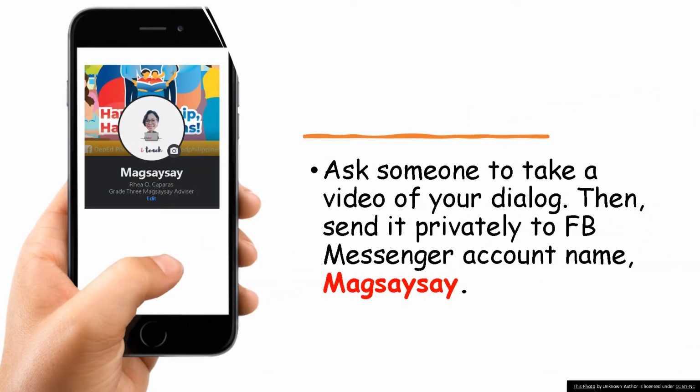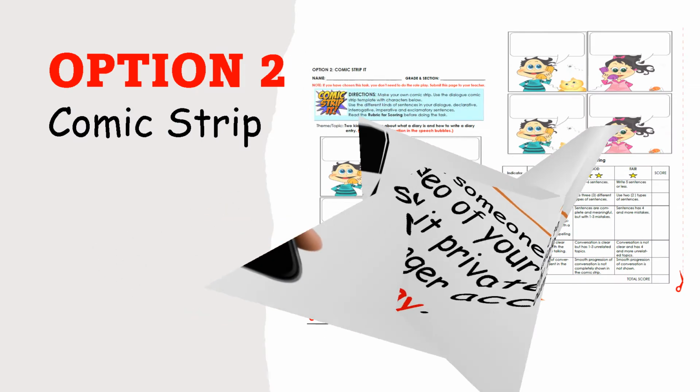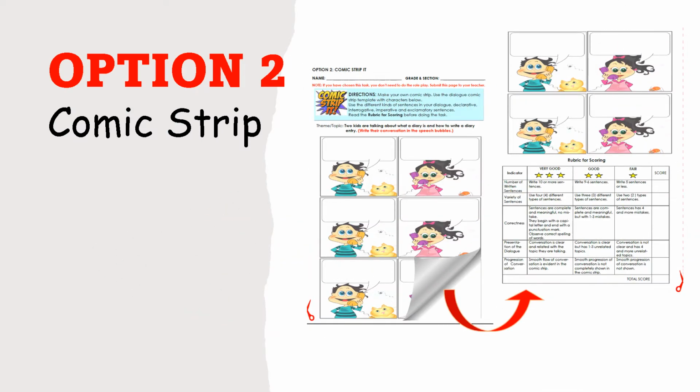After rehearsing or practicing the role play with your partner, ask someone to take a video of your dialogue. Then send it privately to my FB Messenger account, named Magsaysay. So this is my Facebook account. Some of you may ask, Teacher, what if we don't have a cell phone? Teacher, I am shy. I cannot perform yet in front of the camera. That should not be a problem.